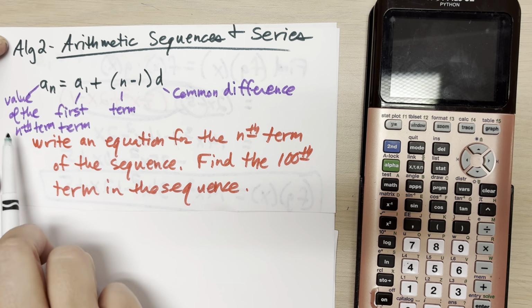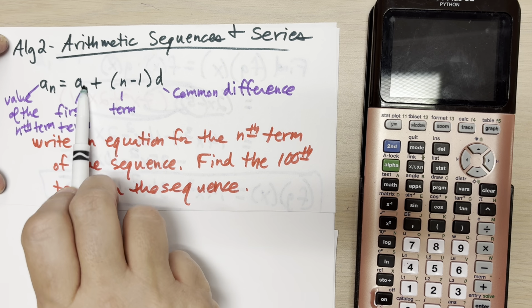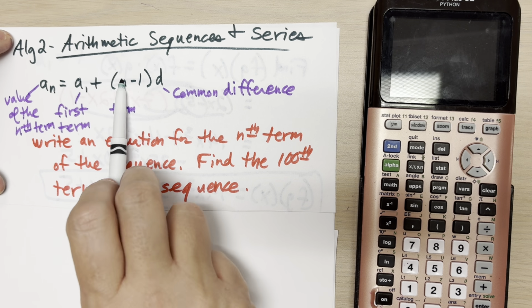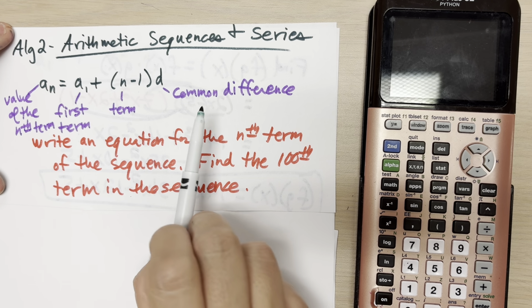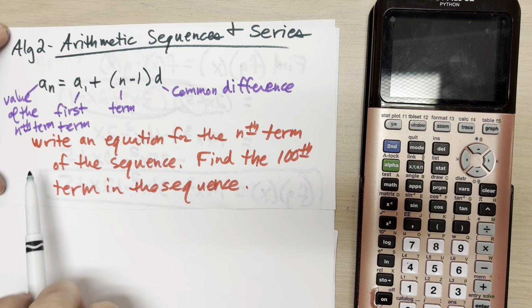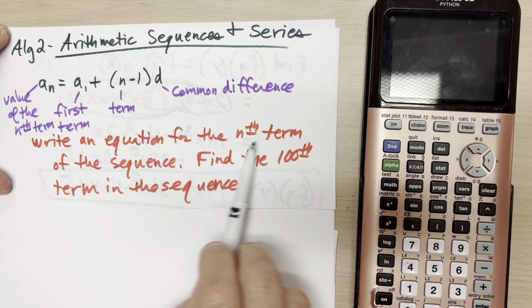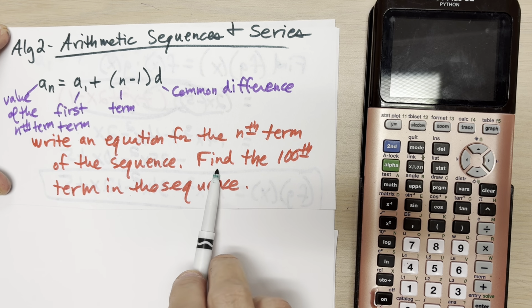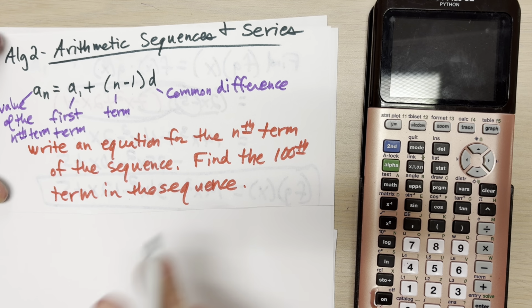A sub n is the value of the nth term. A sub 1 is the first term. N is just whatever number term you're dealing with. And then the common difference is D. So we're going to look at a couple of examples and write an equation for the nth term of the sequence. And then we're going to find the 100th term in the sequence.